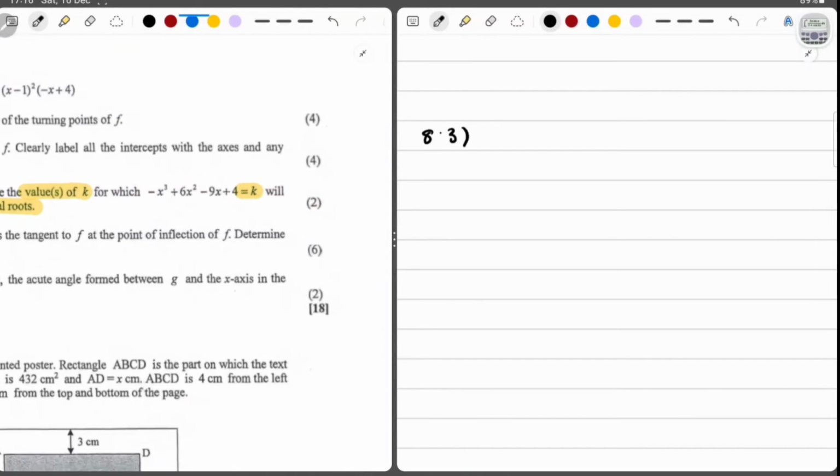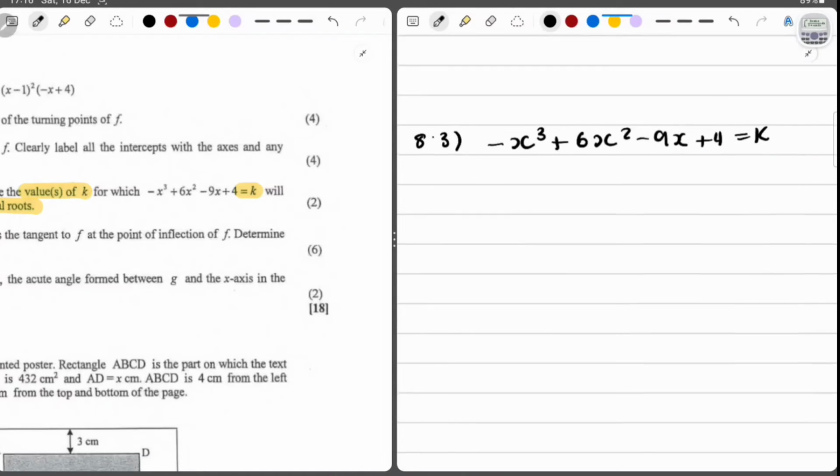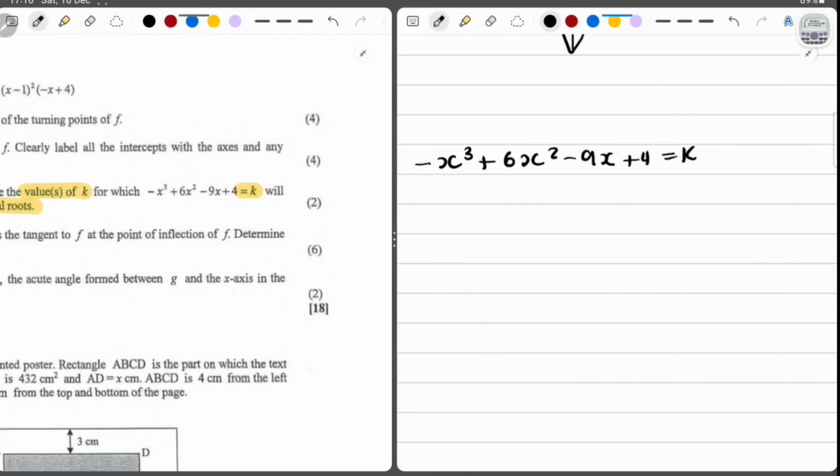Okay, let's start off by looking at what we have here, right? They said negative x cubed plus 6x squared minus 9x plus 4 is equal to k. This is the equation that they gave us, right? They're making this equal to k. We need to find out the values of k for which it's going to have 3 real and unequal roots. So first of all, take k over. So we have negative x cubed plus 6x squared minus 9x plus 4 minus k is equal to 0 because there's nothing here now. So that's the roots, right? This is to find the roots.